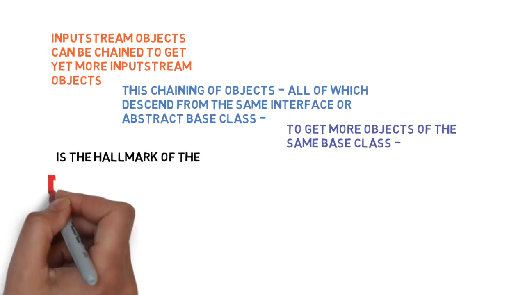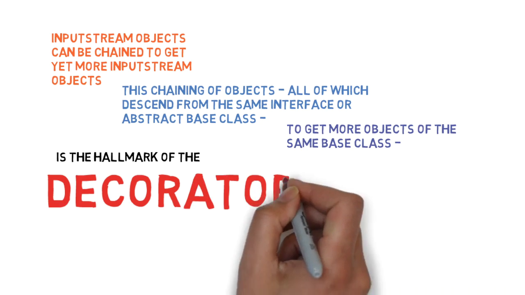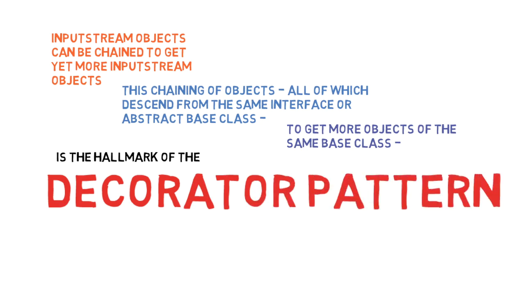The decorator pattern, if you remember early on that I compared it to layers of an onion, there are multiple layers to this onion. Each of these layers are the same base class or the same interface, and they're chained together one within the other.